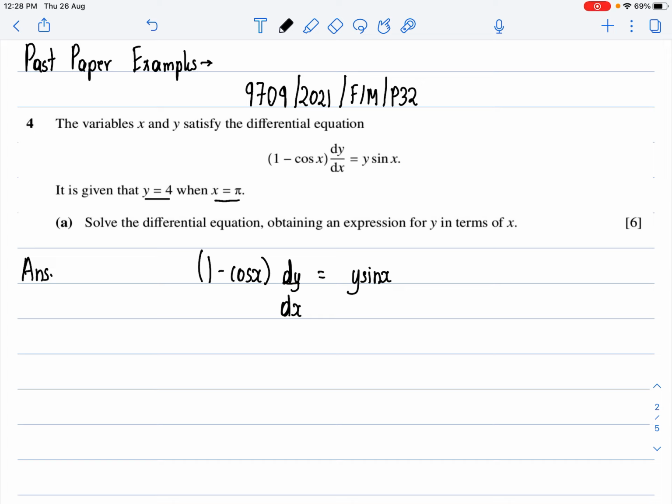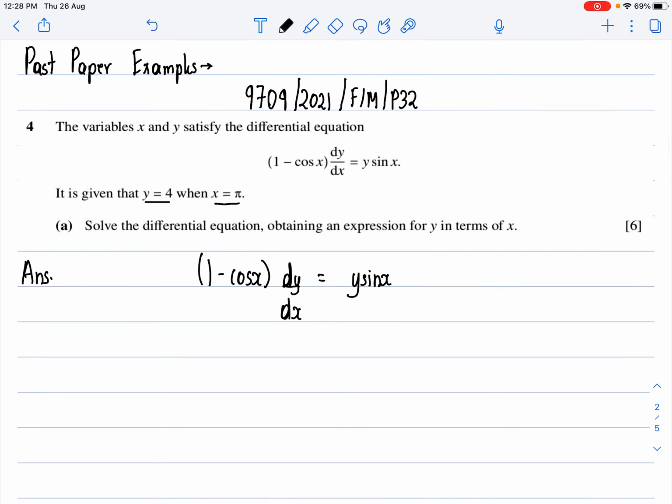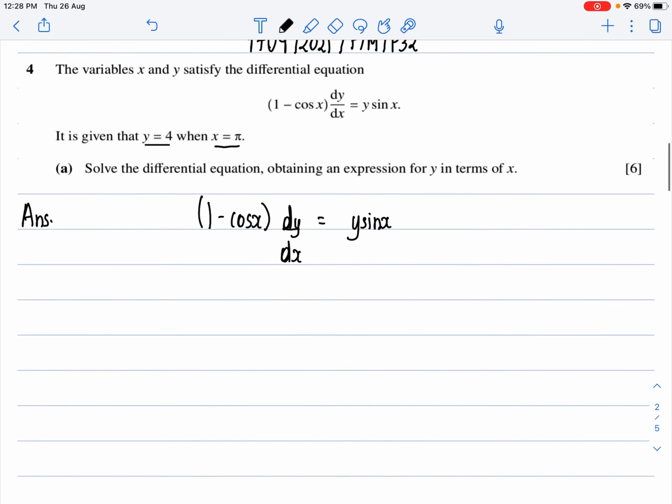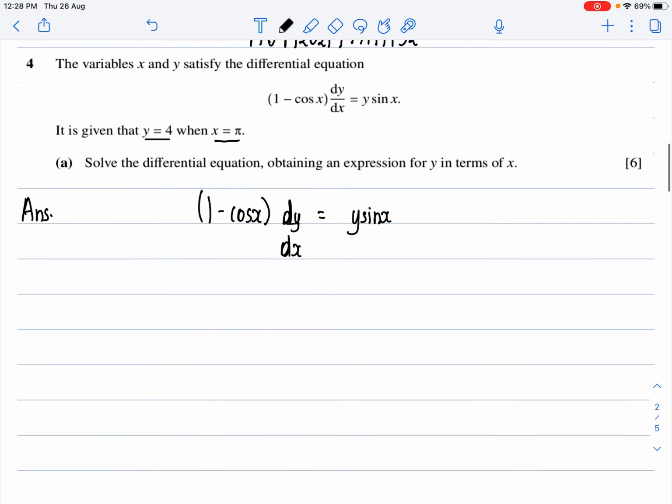Don't freak out, it's a really simple process which you need to follow. You might get stuck right now, but just listen to me carefully and you'll understand this full concept. The first thing you need to do is get it in the variable separable form. Keep the y together, keep the x together.